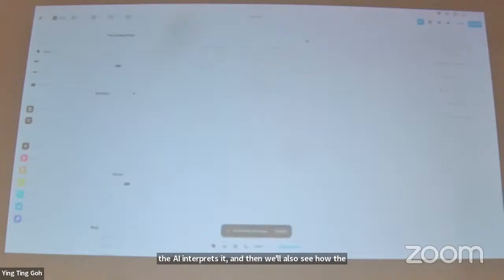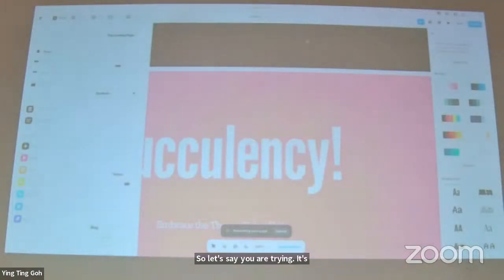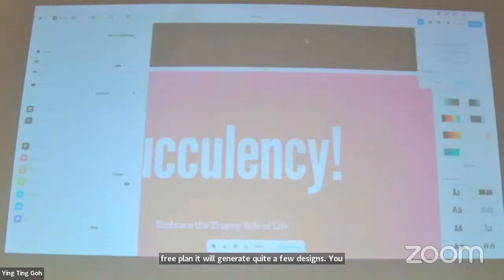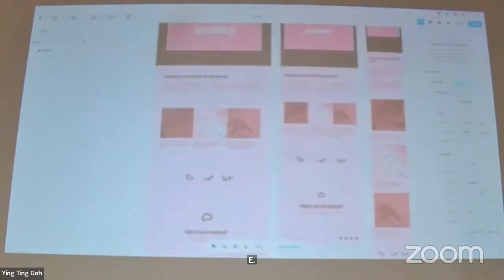So I'll hit start. So let's say you are trying Framer, it's free, and even on the free plan, it will generate quite a few designs. You just have to have a cool-off period in between for 5 minutes before you generate new designs. But it has started out and given me something already.